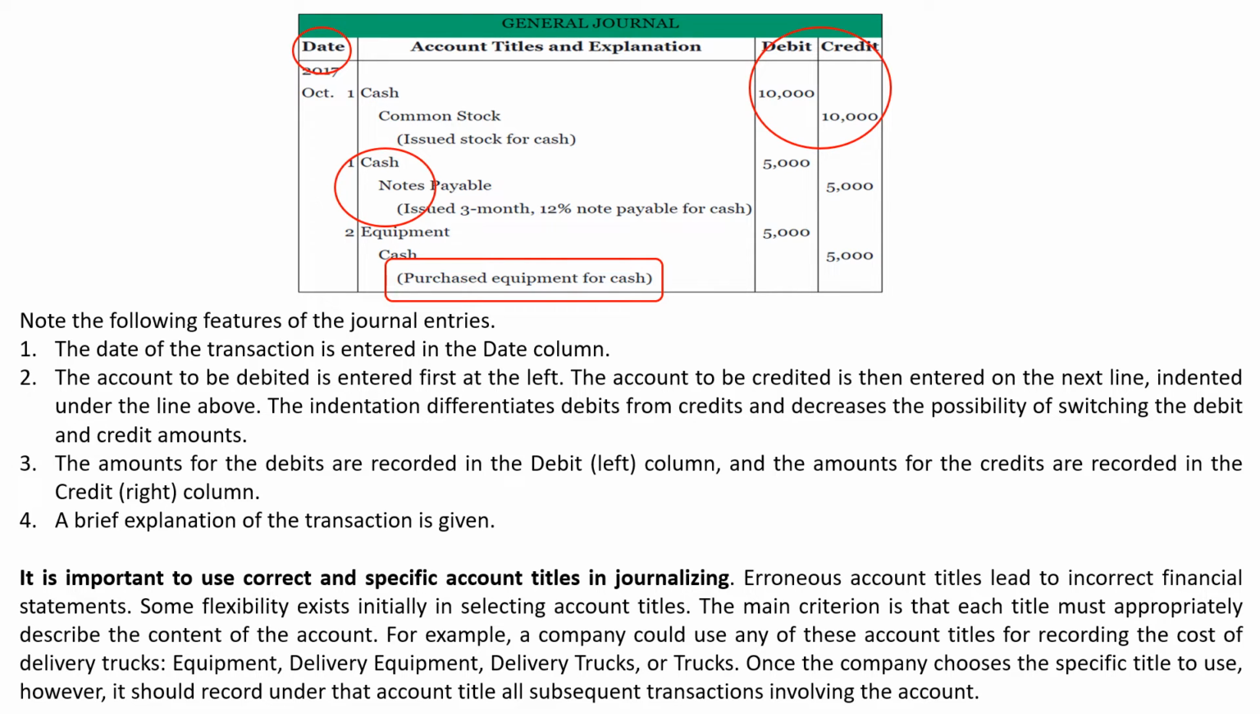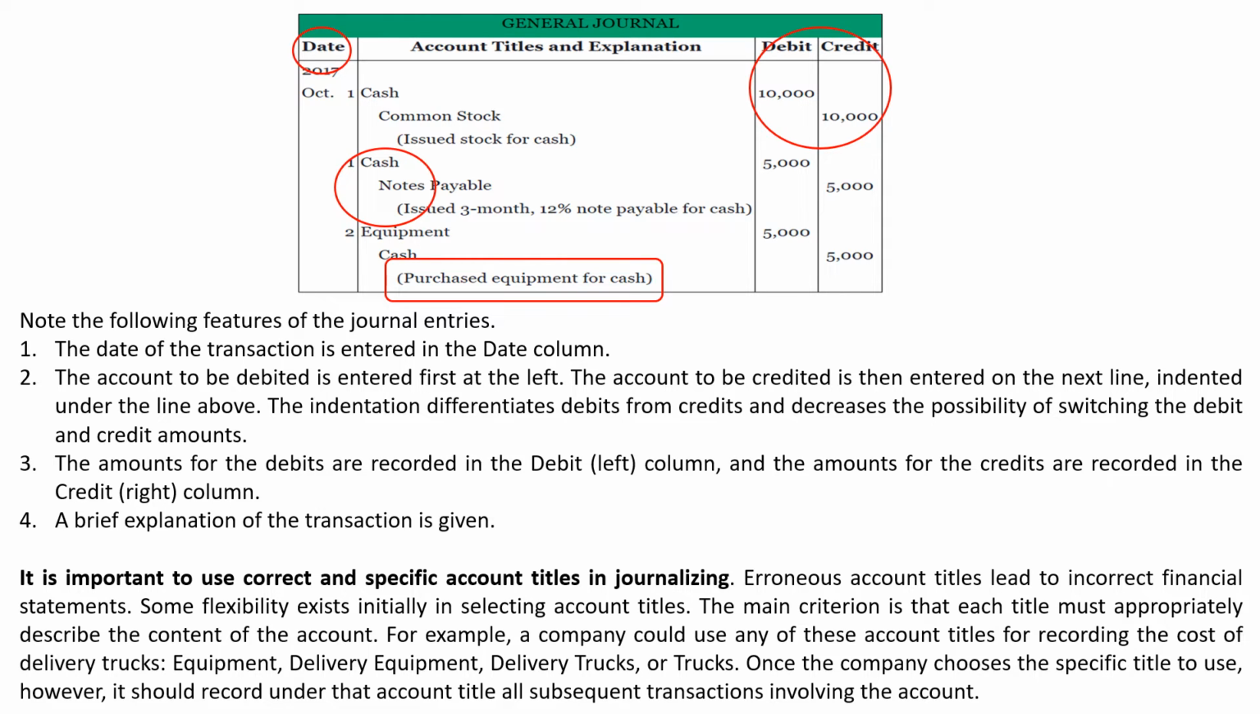So note the following features of the journal entry: the date of the transaction, and the account. The account to be debited is entered first at the left, and the account to be credited is then entered on the next line, indented underneath the line above. The indentation differentiates debits from credits and decreases the possibility of switching the debit and credit amounts.